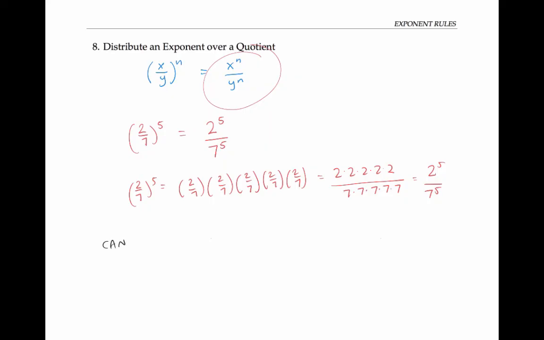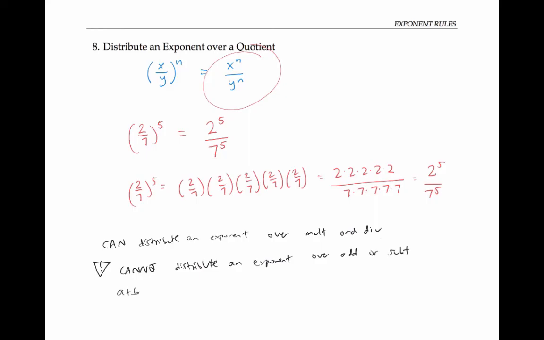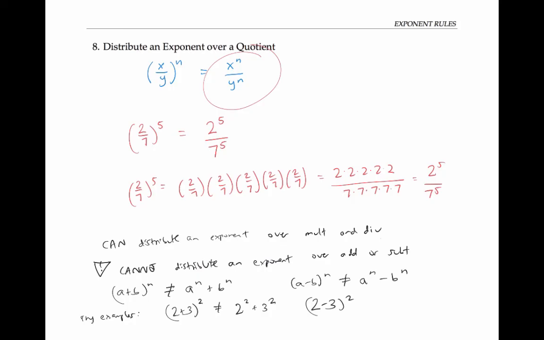We've seen that we can distribute an exponent over multiplication and division. But be careful, because we cannot distribute an exponent over addition or subtraction. For example, a plus b to the n is not generally equal to a to the n plus b to the n. A minus b to the n is not generally equal to a to the n minus b to the n. And if you're not sure, just try an example with numbers. For example, 2 plus 3 squared is not the same thing as 2 squared plus 3 squared. And 2 minus 3 squared is definitely not equal to 2 squared minus 3 squared.